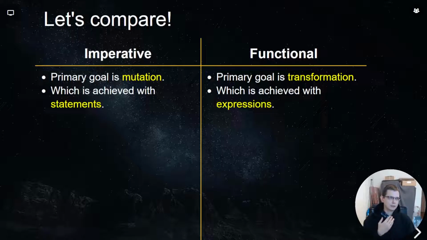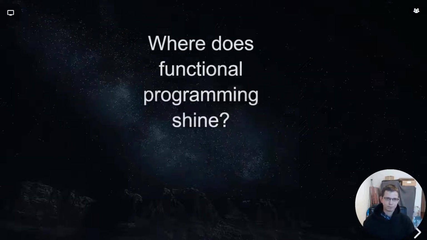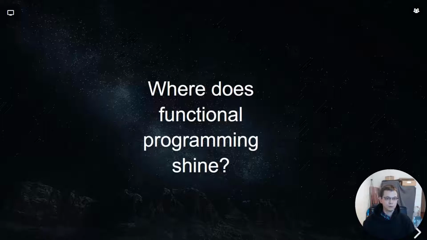And these things in imperative are achieved with statements, while in the functional paradigm they are achieved with expressions. And the code in the imperative paradigm is about how to do things, like the exact step-by-step instructions. And in functional, it's more about declaring what you want to do, as seen in the people age counting example. So where does functional programming shine?